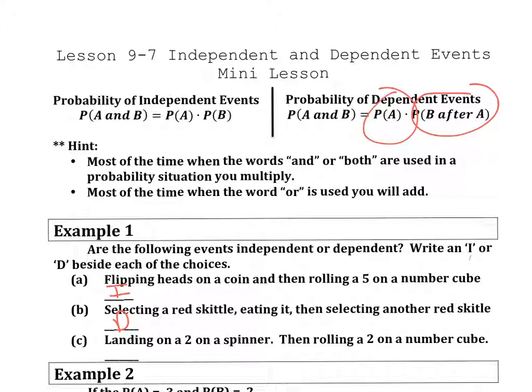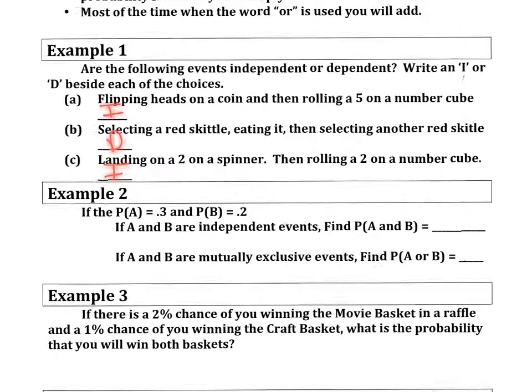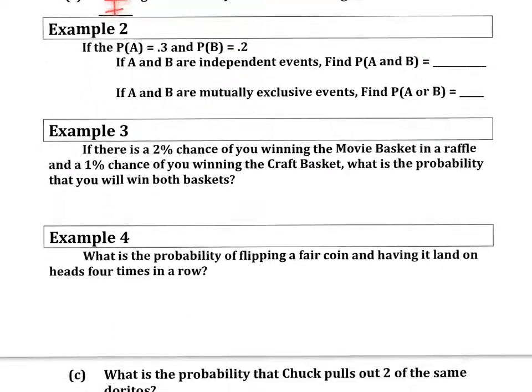C, landing on a 2 on a spinner, then rolling a 2 on a number cube. So same number, but two different experiments. And the spinner has no effect on the number cube, so these would be considered independent of each other. Okay, next. In this next one, example 2.